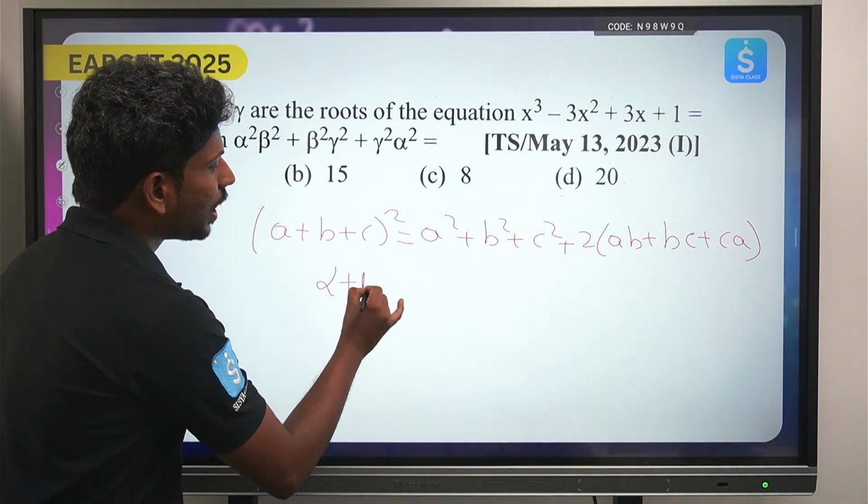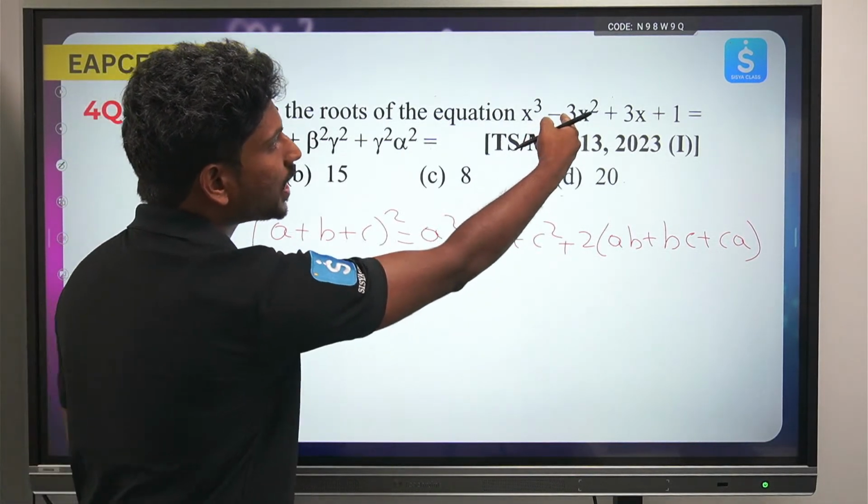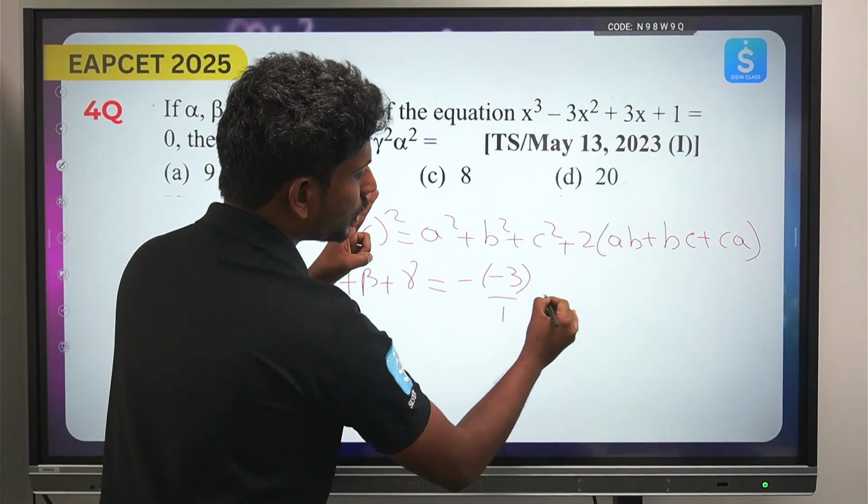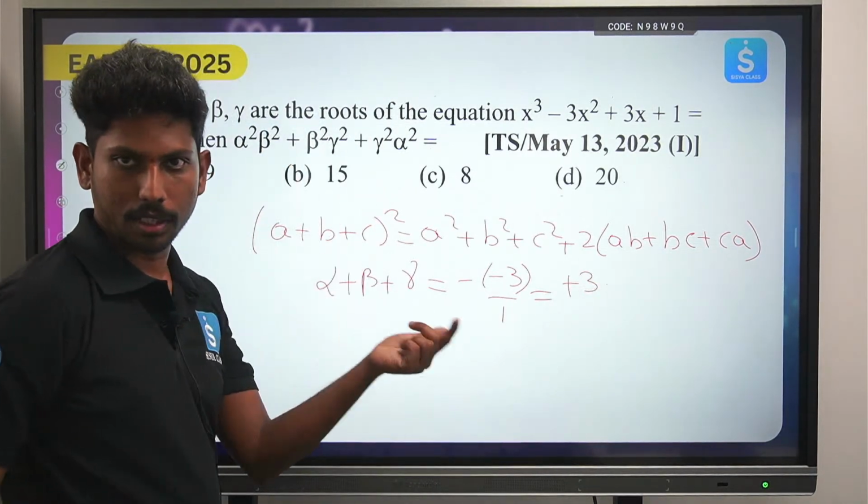Alpha plus beta plus gamma. What is the sum of roots we have? Minus b by a. That is minus of minus 3 by 1, so that will be plus 3. Simple, you already know this.